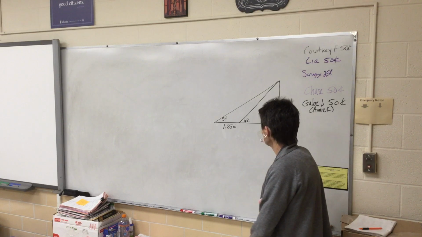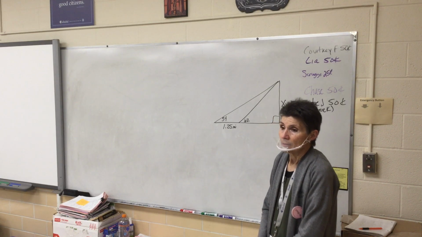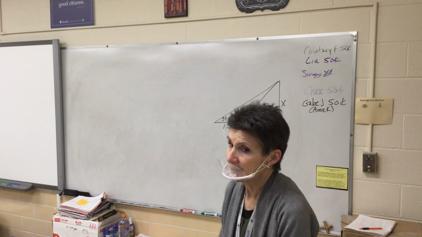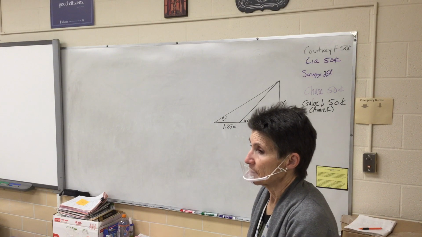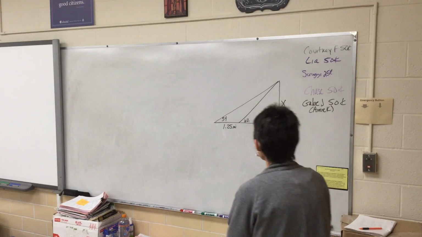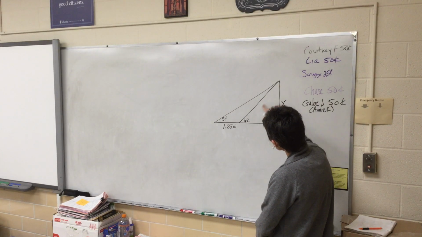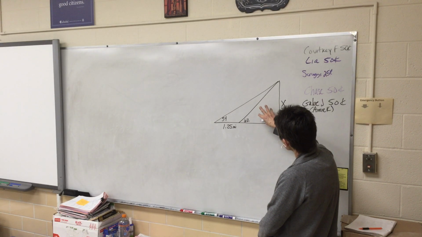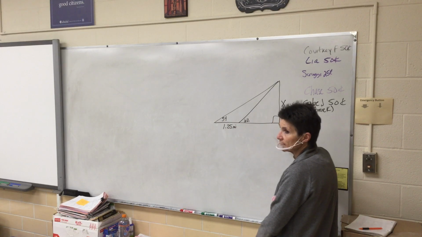I need x. Can't find it outright. So we're going to have to build a couple of equations. So let's look at this little right triangle right here. You have two right triangles. You have this one and you got the whole one. Okay?